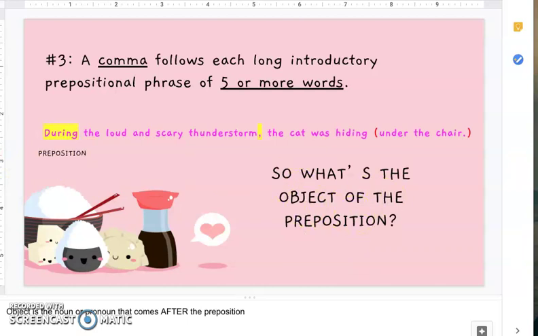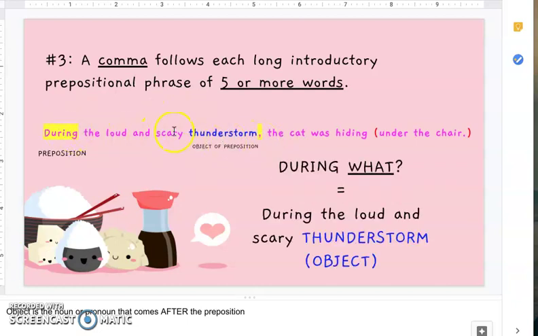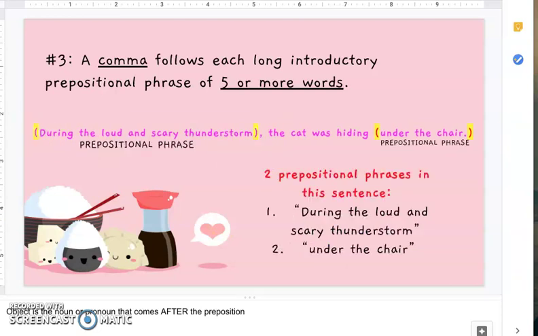During the thunderstorm. So we're going to put the comma here because this is 5 or more words. We have 1, 2, 3, 4, 5, 6. And it is in the beginning of the sentence. It starts with a preposition. Therefore, we put a comma here. So once we're done with all of that, in this sentence we have 2 prepositional phrases. During the loud and scary thunderstorm and under the chair. I hope that this helped.